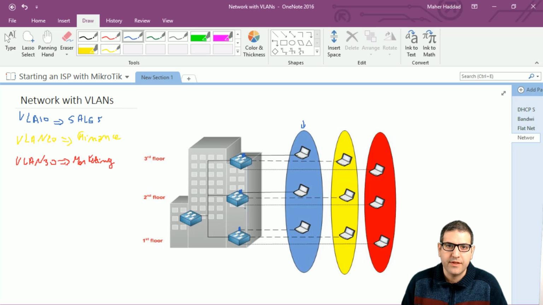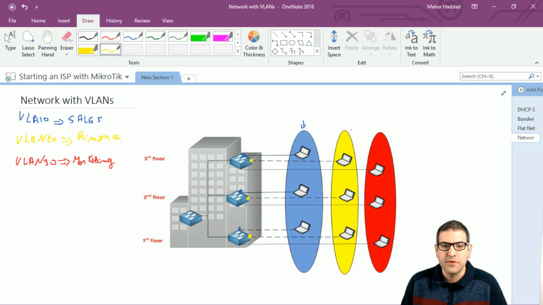When we put the ports inside VLAN 10, then directly the PCs connected to those ports become like they are connected to the same switch, so they will be like one network together. I will do the same here: this port, which is connected to this PC, and this port, and this port, I will make them inside VLAN 20, because VLAN 20 is for finance.